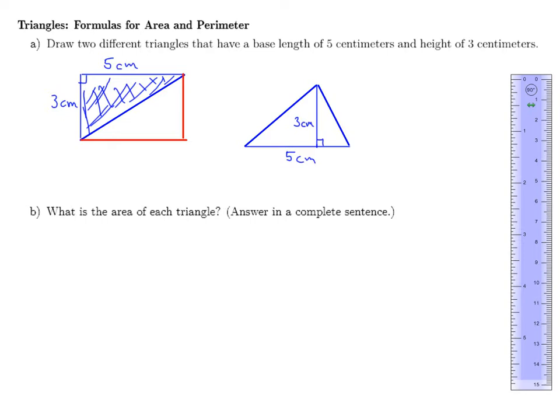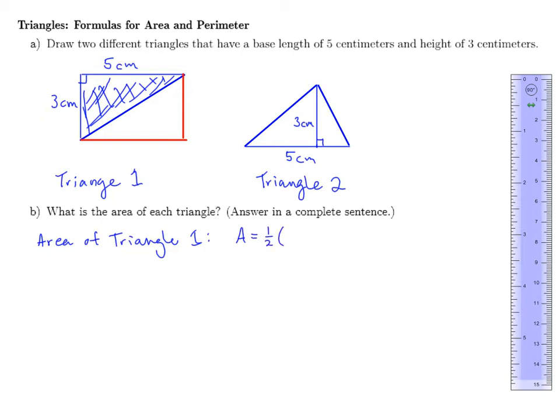Let me call this triangle 1, and I'll call this other one triangle 2. So my area of triangle 1, I'll use A again, and that'll be 1/2 times 5 centimeters times 3 centimeters. So that'll be 1/2 times 15 centimeters squared, which will be 7.5 centimeters squared.